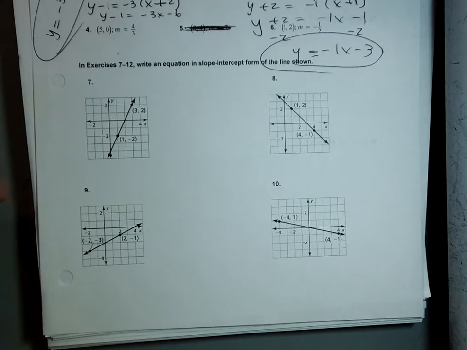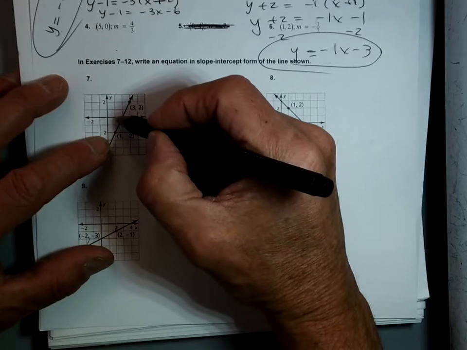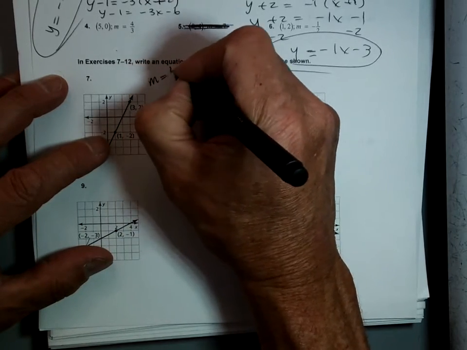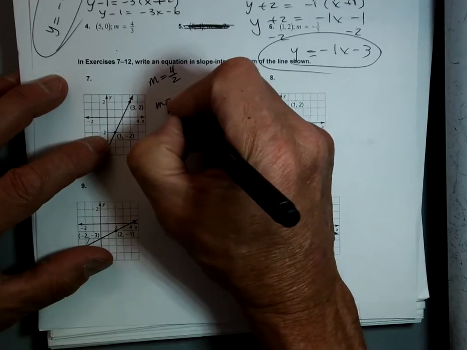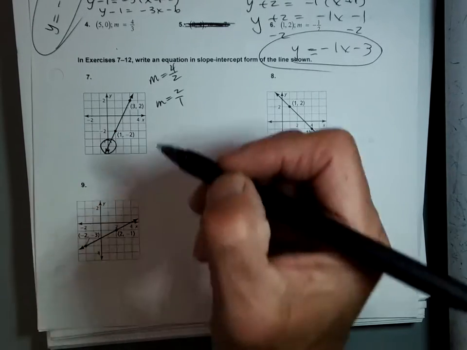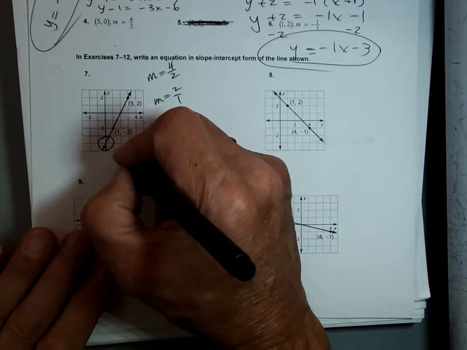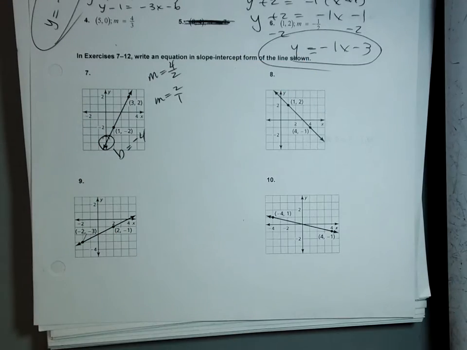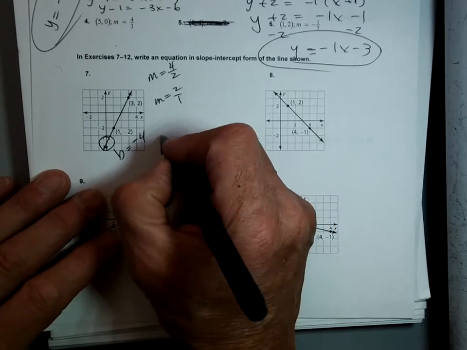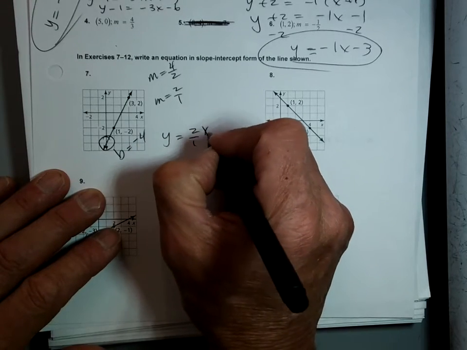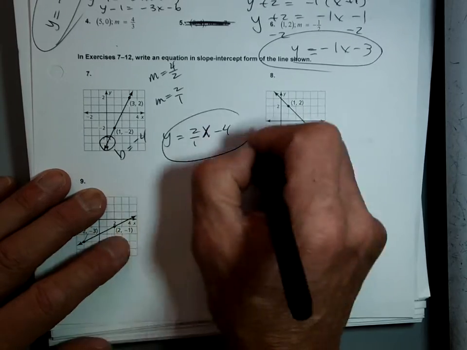So I'm going to go up 1, 2, 3, 4 over 1, 2. My slope is up 4 over 2, which is just 2 over 1. You guys agree? And what's my y-intercept? Guys agree? b is negative 4. I could use a formula, but it's easier just to get it from the graph. So let's go y equals 2 over 1x minus 4. How's that?